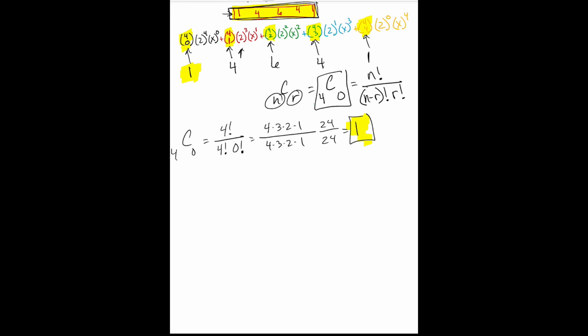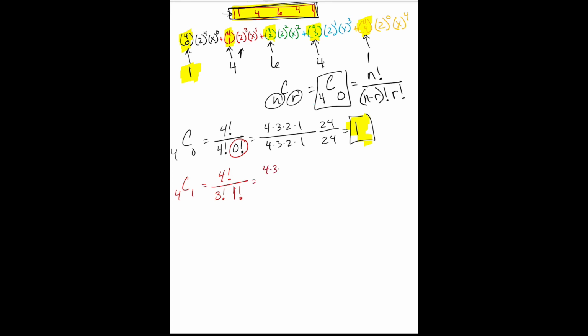So let's work out the bottom one. This is 4 choose 1. That means this is 4 factorial, and then n minus r is 4 minus 1, so that's 3 factorial times 1 factorial. Okay? And I made a mistake earlier. 0 factorial is not nothing, it's 1. And 1 factorial is 1 as well. So all right.